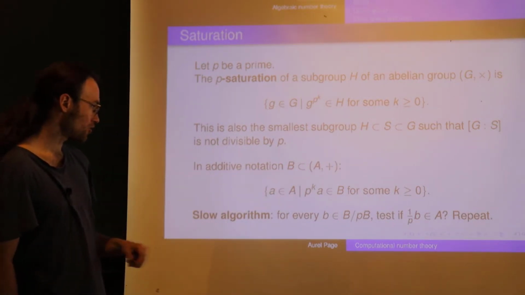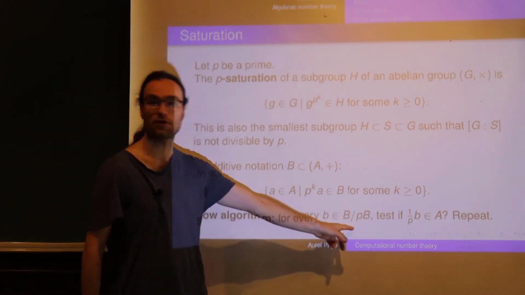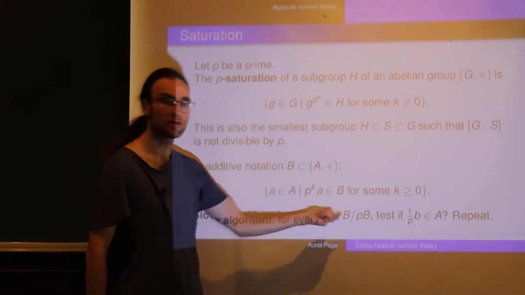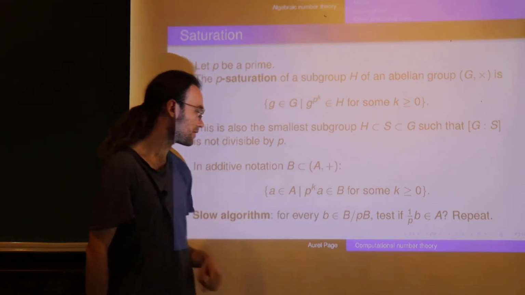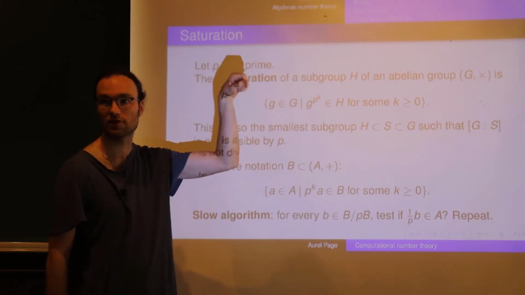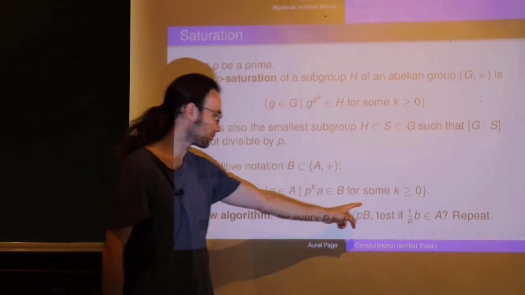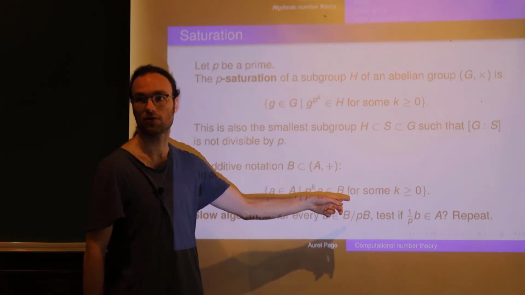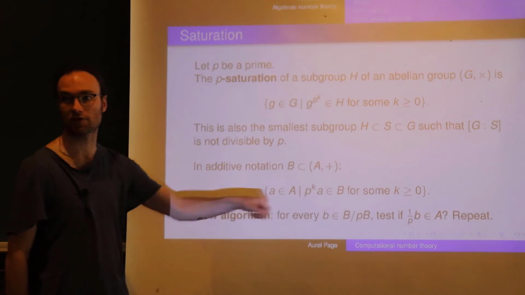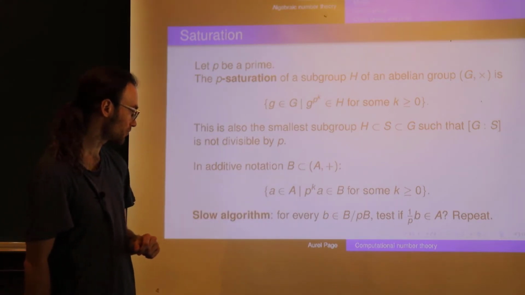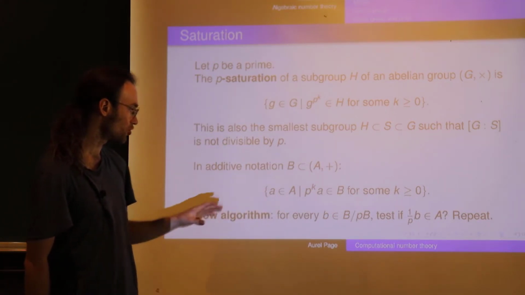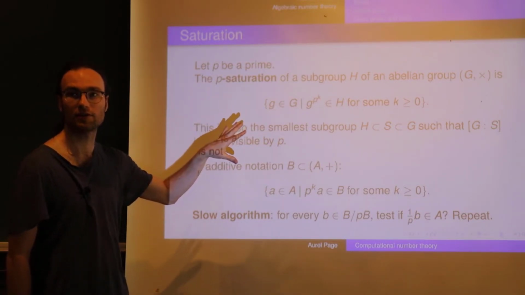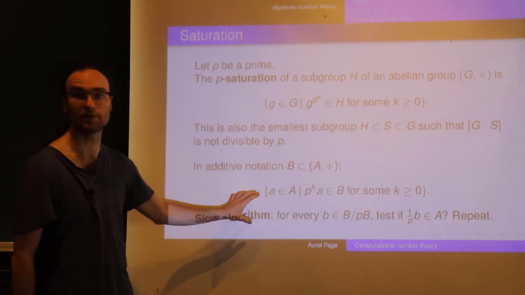And why is this slow? Well, it's simply because this is very large. Okay, this quotient, like if you think of B, for instance, as Z to the D, like it will be, for instance, in number fields, then the number of elements here is p to the D. It's exponential in D. Okay? So that's why this is not a good algorithm to compute the saturation. It's a useful notion, but you have to apply it in a context where you can do better than this.